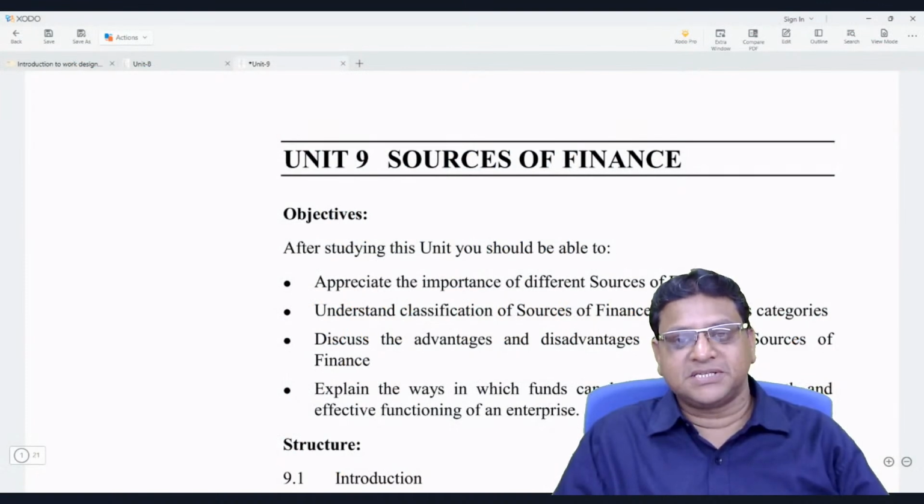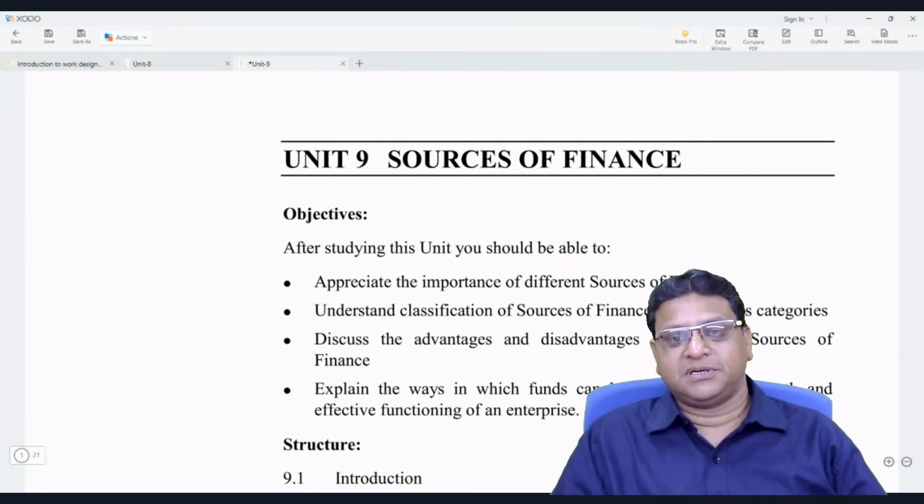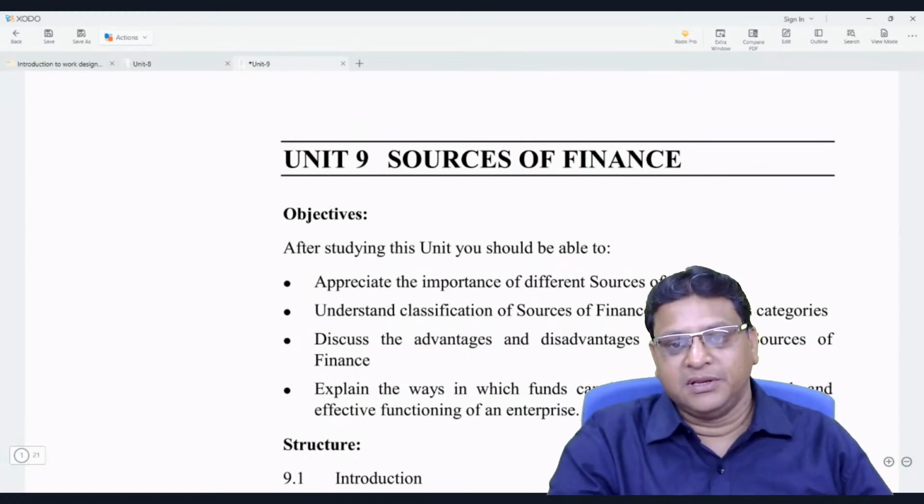Good afternoon, friends. Today we will discuss Unit 9 of Financial Management, that is Sources of Finance. Before discussing this unit, let me first tell you what are the objectives of our study today.